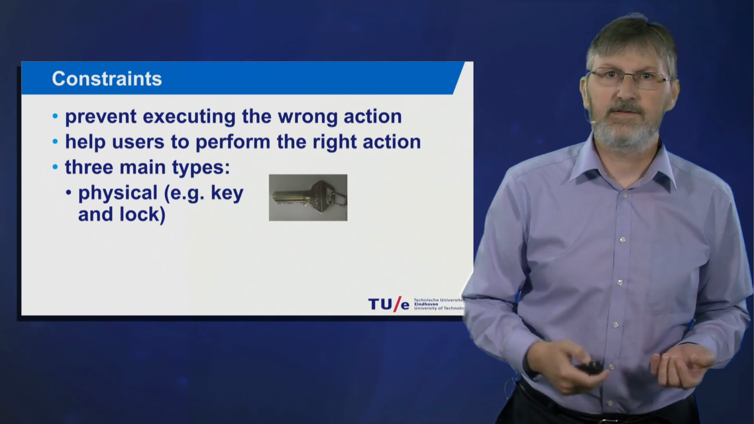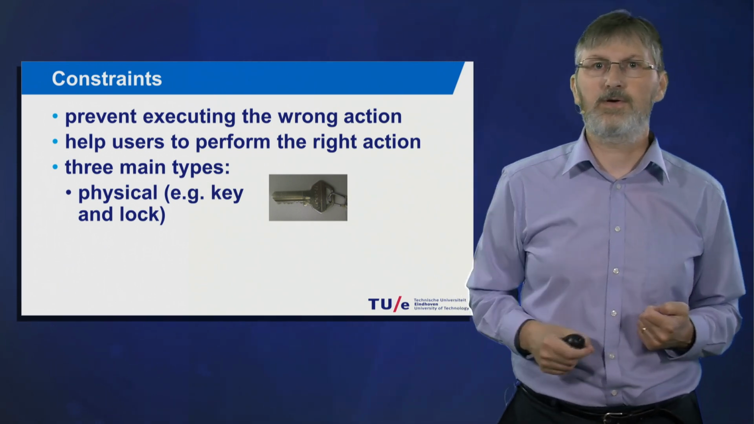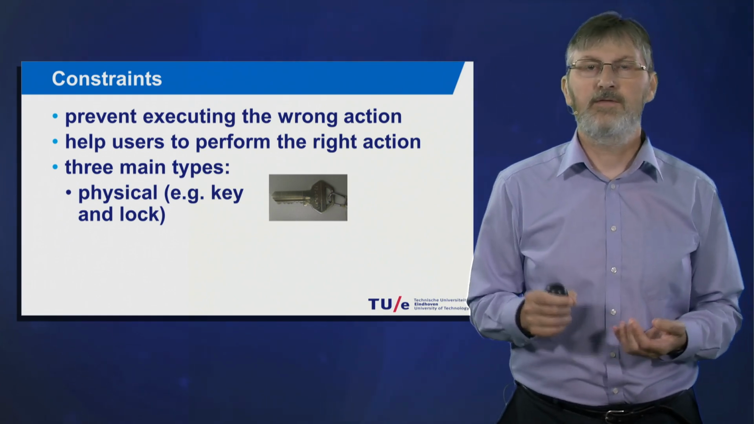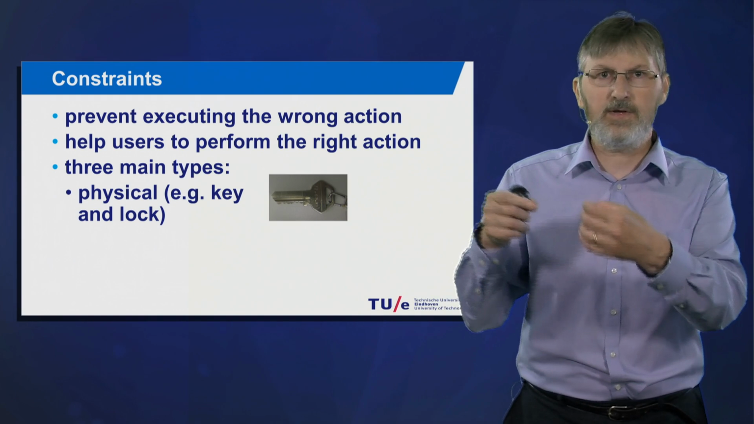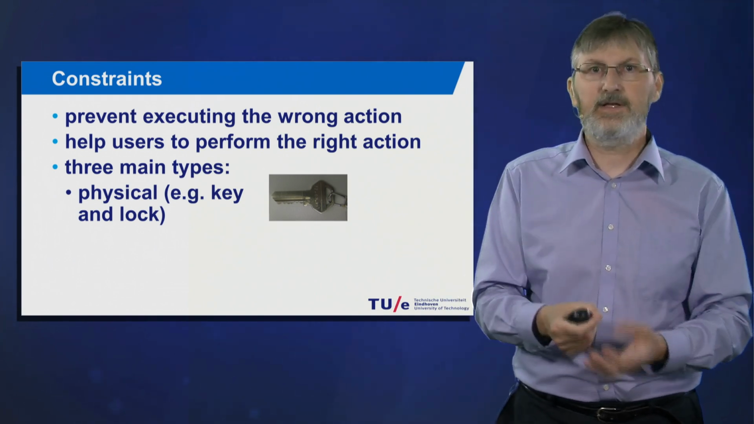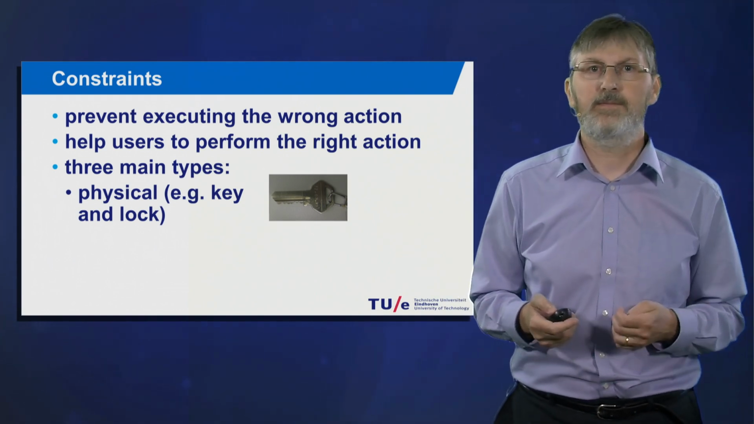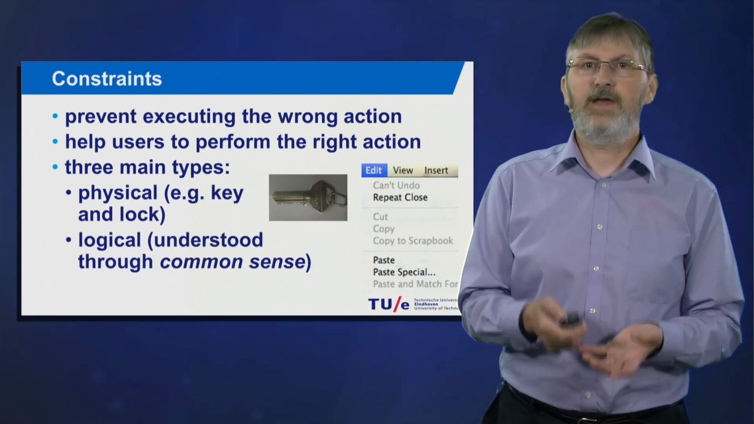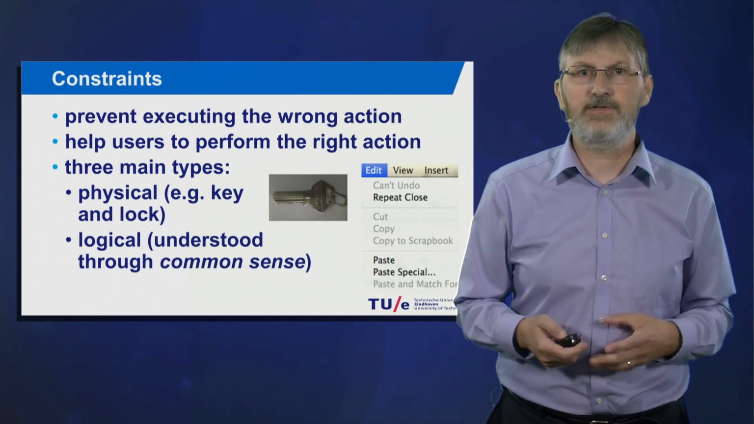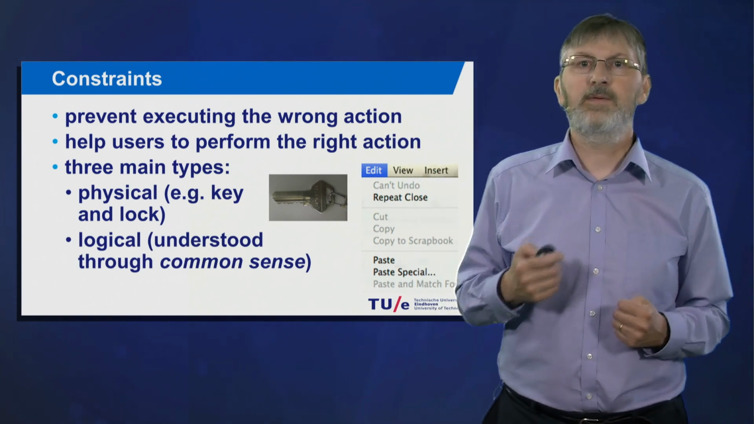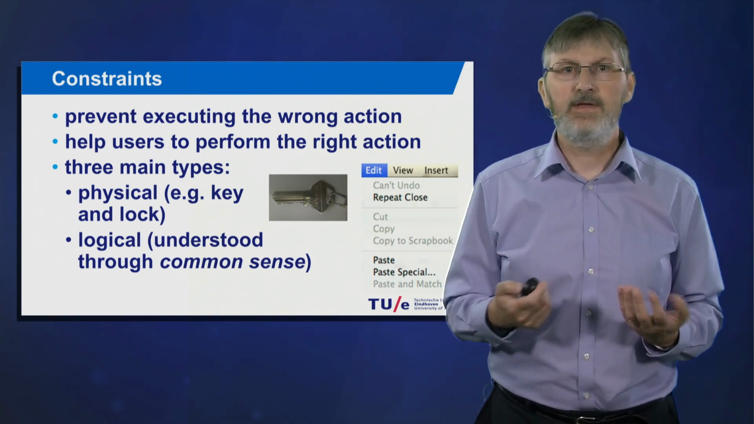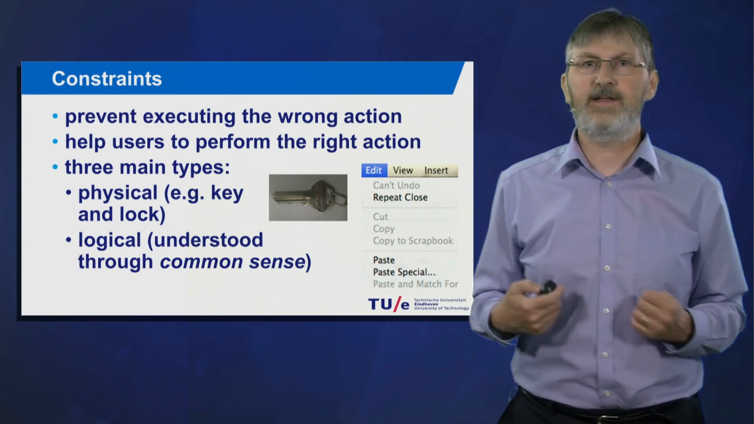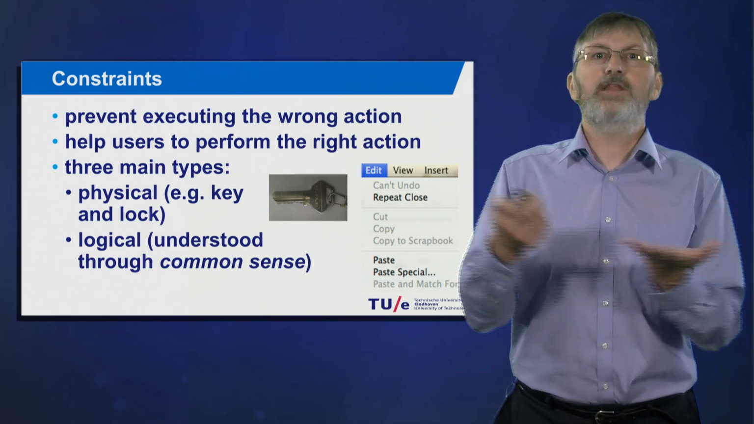Obviously, when you look at this key and you see the lock, the key will fit only one way into the lock. The physical constraint of the lock and key help us in using the key in the proper way. Then there are logical constraints that actually have a similar function. If we look at this menu, some items are grayed out. And with common sense and perhaps a little bit of trial and error, you immediately find out that the grayed out menu items don't work.